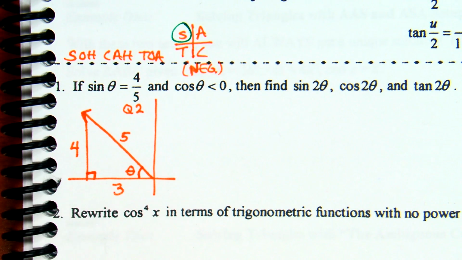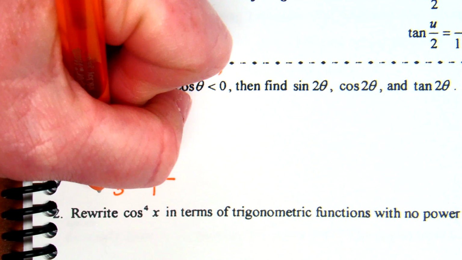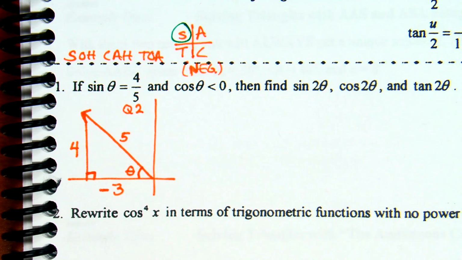Now, what do you know about that 3 because we are in quadrant 2? It's negative. Because which way is that 3 going? To the left. If you go left, it's negative. If we were going down, it'd be negative. The hypotenuse is always positive. Ring a few bells?